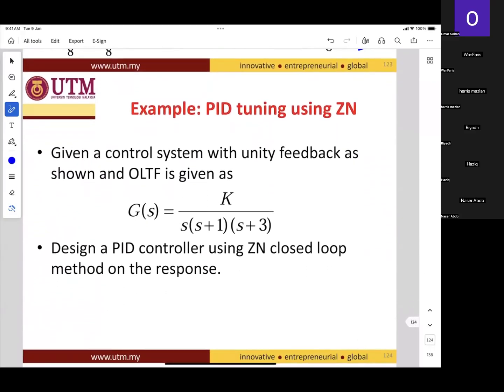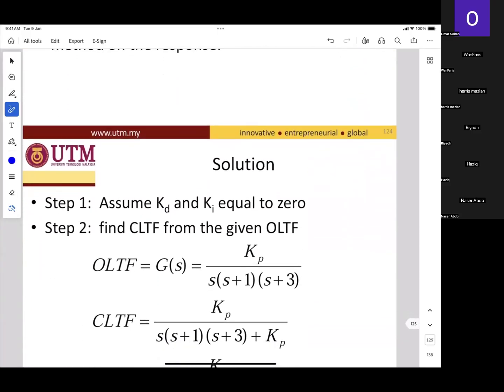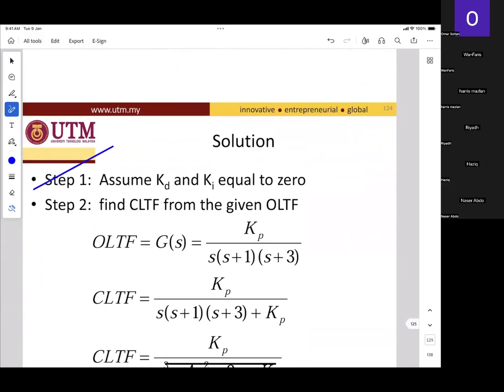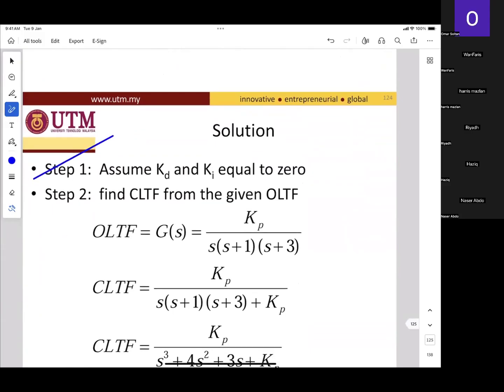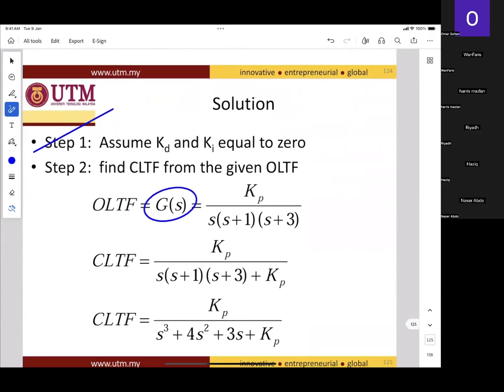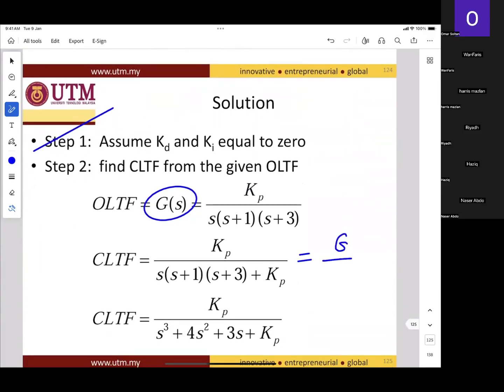Right. The next one is the same example as previous. Same example where you are given a control system with a unity feedback as shown here. The third order, type 1. Okay, so design a PID controller using Ziegler-Nichols closed loop. Okay, same as previously, but assume Ki and Kd are equal to 0. Find the open loop transfer function. Find the closed loop transfer function.